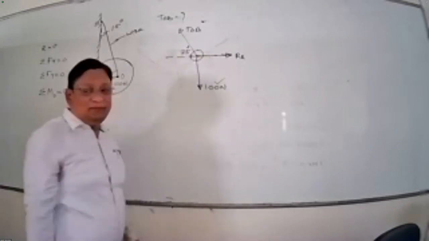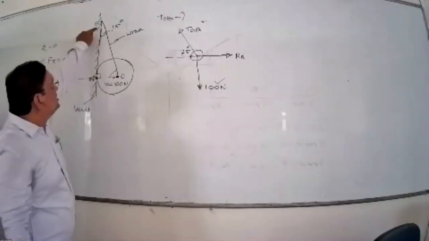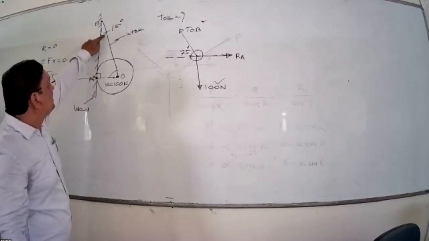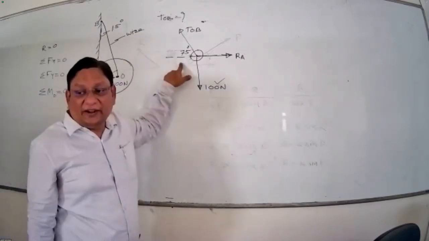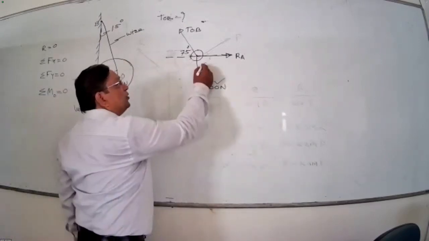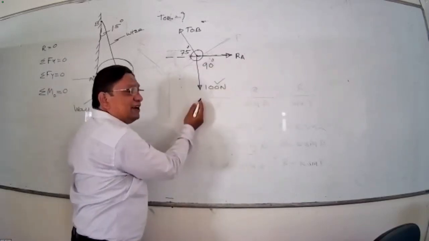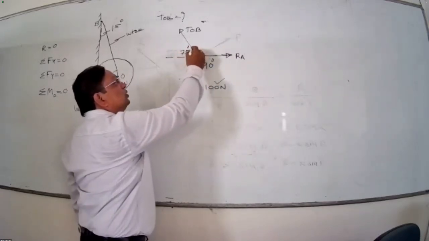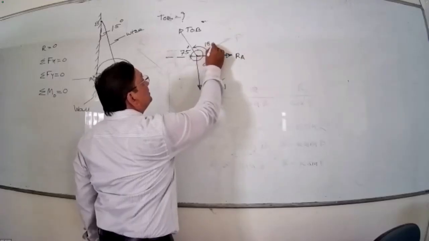Does anyone have any doubt in this? 75 degrees? How am I getting TOB at 75 degrees? For that, refer to the diagram. The line OB is making 15 degrees with the vertical. If you consider the triangle OAB, this is 15 degrees, this is 90 degrees, so this has to be 90 minus 15. So it will be 75 degrees. Right? Definitely this will be how much then? 90 degrees. The angle between RA and 100 Newton is 90 degrees. This is 75 degrees. So this angle will be 180 minus 75, which is 105. So it has to be 105.